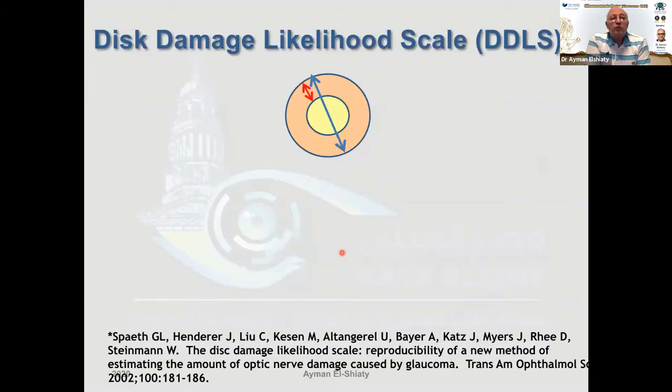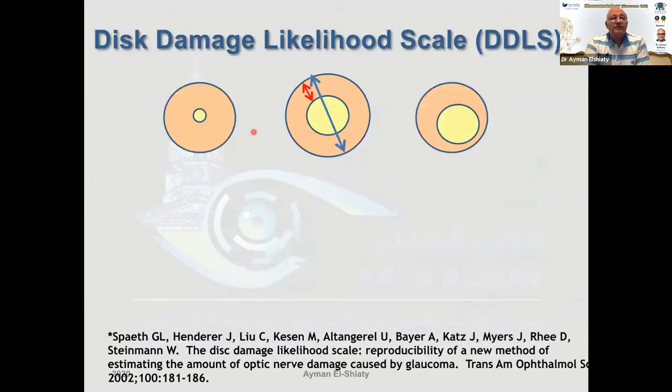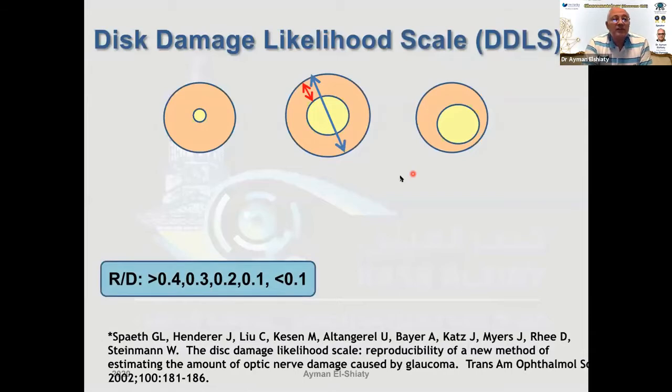So Spaeth put forward what he called the disc damage likelihood scale. And here he doesn't compare the cup diameter and the disc diameter, but the rim diameter and the disc diameter. And he looks at the thinnest part of the rim. So in this part, you'll find that the rim is very thick, and this is midway, and this is a thin rim. And he considers whether the rim disc ratio is more than 0.4 like this, 0.3, 0.2, 0.1, or less than 0.1.